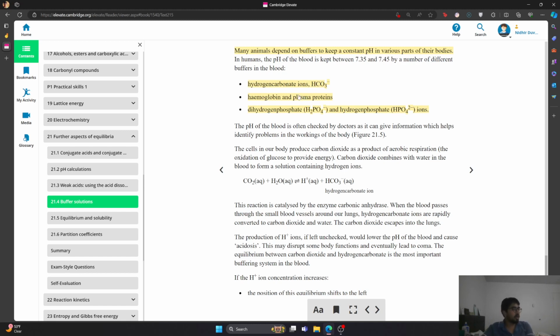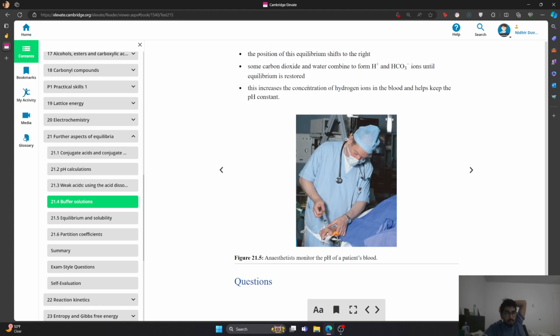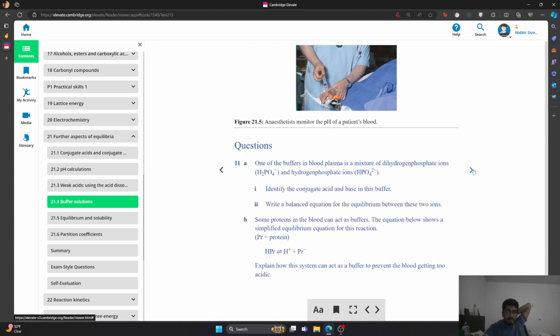If you want to maintain a constant pH, then a buffer solution is what you go for. Internal to the body, maintaining constant pH is very important because a lot of bodily functions depend on there being a constant pH inside the body. So this is something that's important.